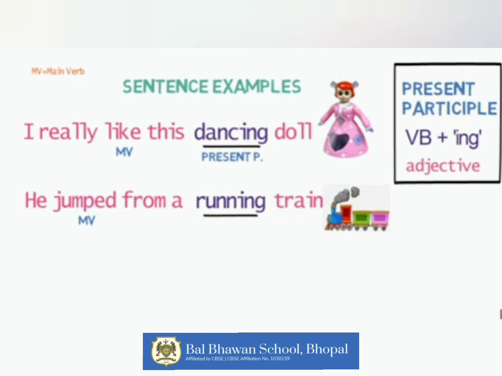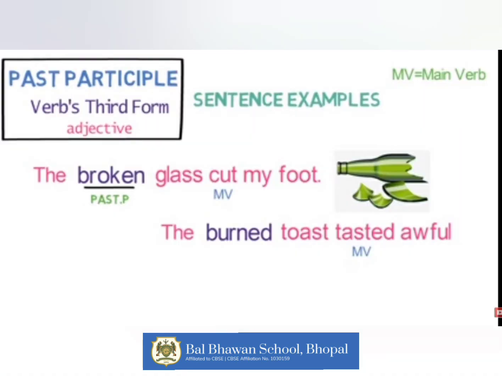In this sentence, the main verb is like. And dancing doll is the present participle. He jumped from a running train. Jumped is the main verb and running is the present participle. Let us see examples of past participle, which is the third form of the verb.